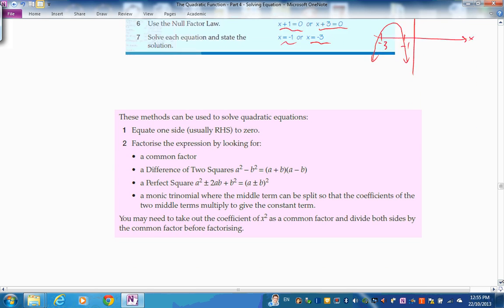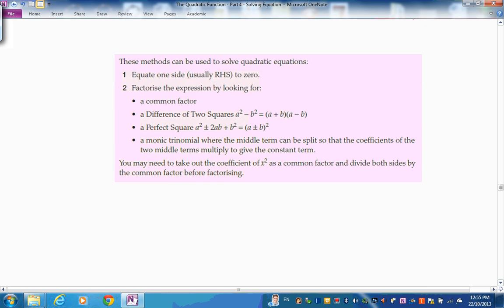Okay, come down. Here's a summary of the methods from Pearson's. Equate one side to 0, take out a common factor, in particular take out a negative, look for the difference of squares or a perfect square. You can split the middle term or reverse FOIL, or use a cross sort of method to work out the numbers you want up here. And the coefficient of x squared might have to be divided through. So keep those rules in mind. Maybe pause the presentation and note those down as notes.